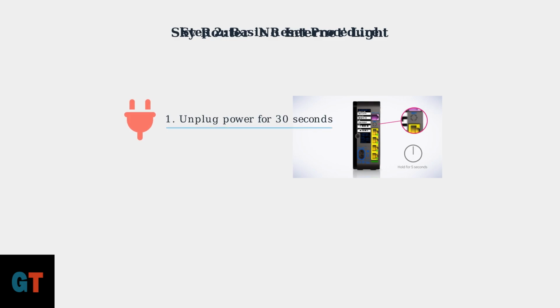If the visual inspection doesn't reveal any obvious problems, the next step is performing a basic reset. This simple procedure resolves about 35% of connection issues. First, unplug the router's power cable and wait exactly 30 seconds. This allows all internal components to fully discharge and reset. Next, reconnect the power cable firmly.